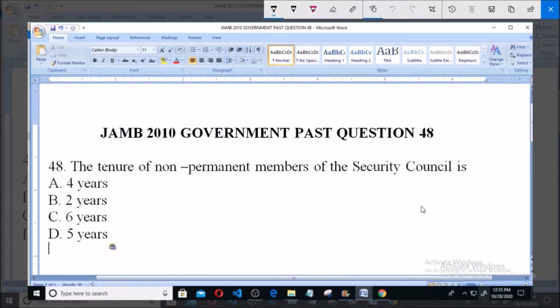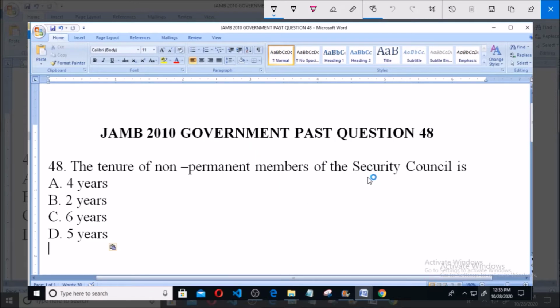This is JAMB year 2010 Government past question number 48, and the question says: the tenure of non-permanent members of the Security Council is dash.